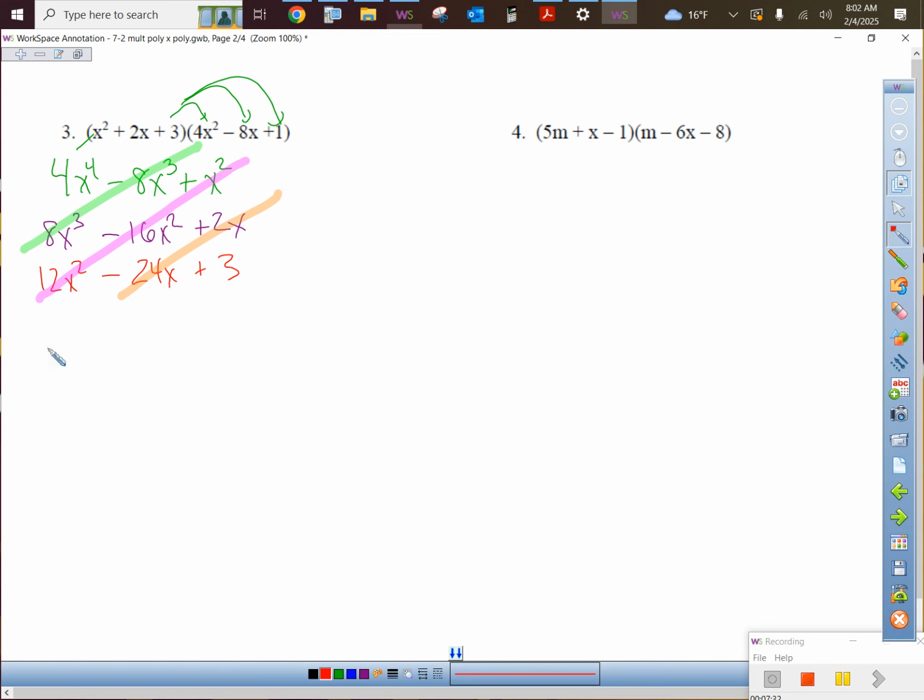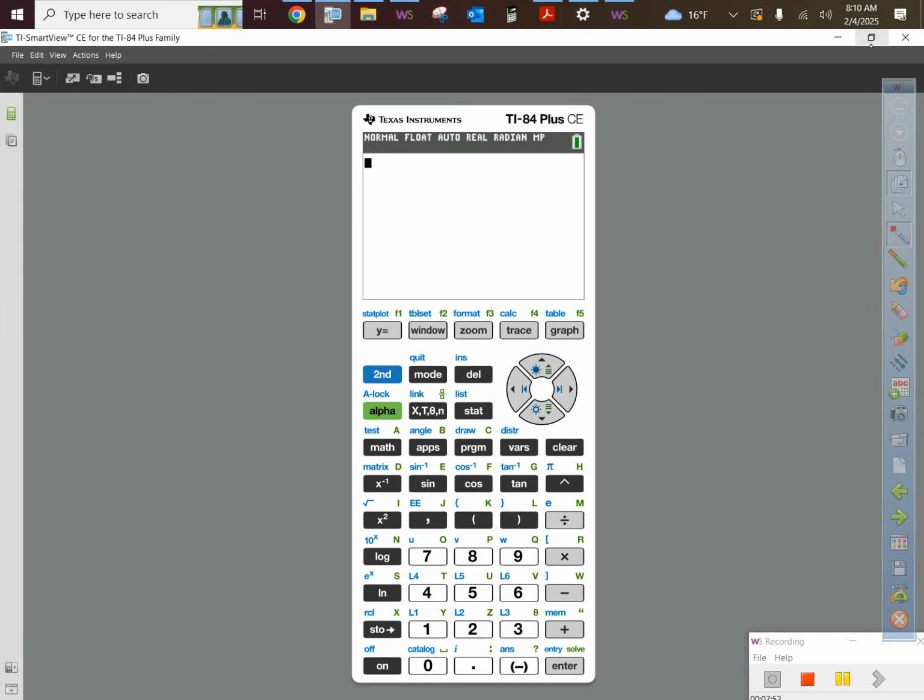So let's start with the highest degree, 4x to the 4th. Got him. Ooh. What happens with these x cubes? Here's a minus x cubed, 8x cubed, and a plus 8x cubed. What happens with those? They're gone, right? So we won't write them down, right? There's 0 of them. And then nice to grab a calculator and kind of get all those x squareds.